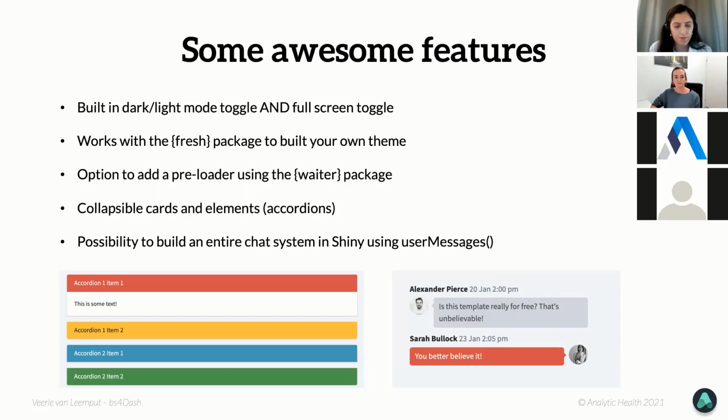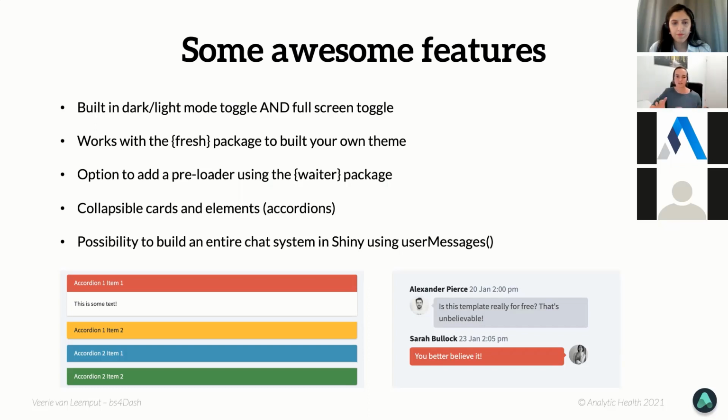Then you have all this awesome stuff like collapsible cards and elements, which I'm going to demo in a bit. And that's really cool, because have you ever seen a chat system in Shiny where you can actually chat? Well, I didn't before, but with bs4Dash you can, because it has the possibility to build an entire chat system using a function called user messages. So that's super cool.